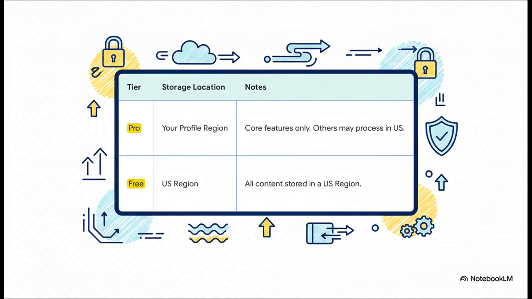You know, where your content is physically stored, that matters a lot too, especially when you're talking about compliance. And it all depends on your subscription tier. If you're a pro user, your content for core features is stored right in the AWS region where your profile was created. That's a huge help for data residency requirements. Now for the free tier, that content is stored over in a US region.